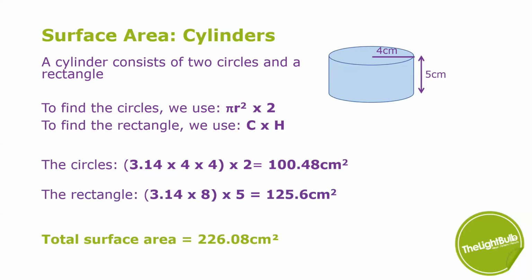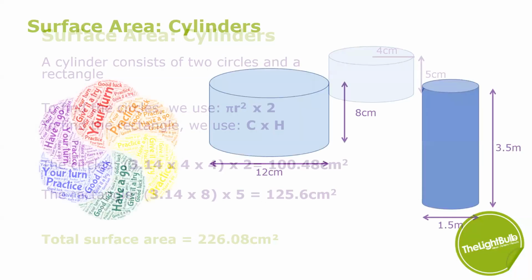Okay, so hopefully that makes sense there. We've got two circles and a rectangle. And here in the brackets, we have the formula for the area of a circle. And here in the brackets, we have the formula for how to work out the circumference of a circle, pi times diameter. Diameter, of course, is twice the radius. The radius is 4, twice that is 8. As I say, please refer back to the video on area and perimeter of circles if you want to revisit those topics. Okay, let's move on and have a look at a couple of examples for you to try.